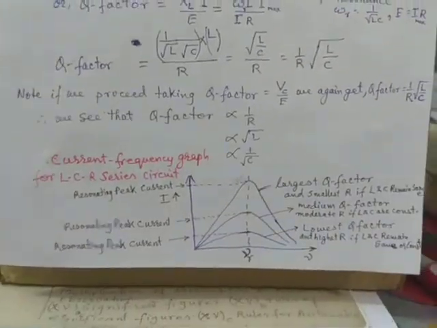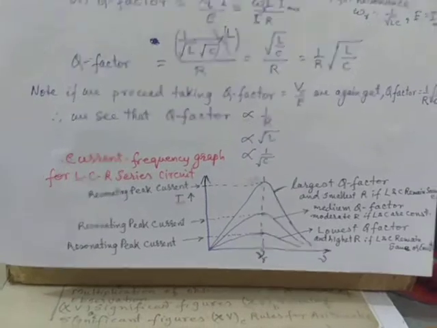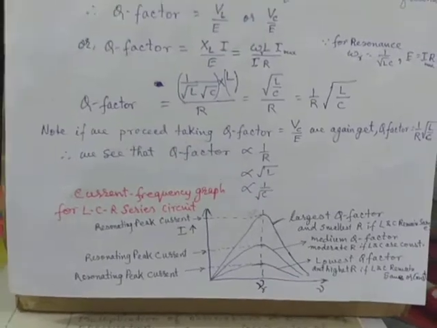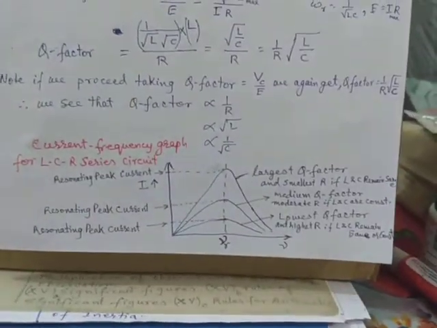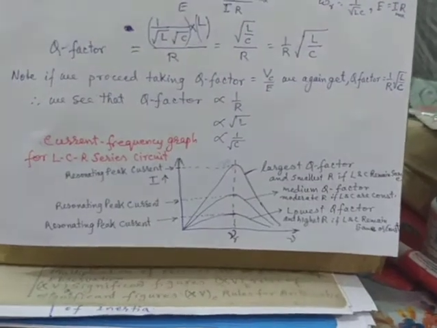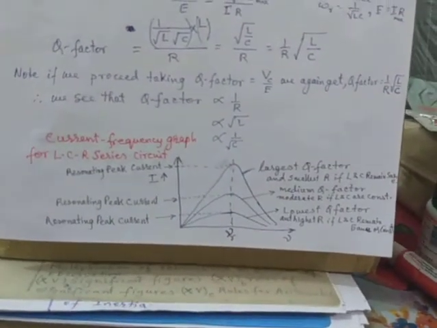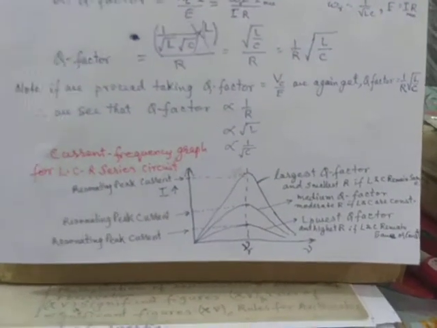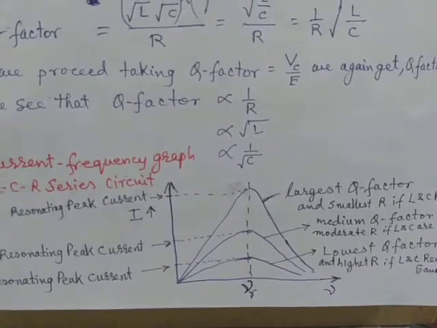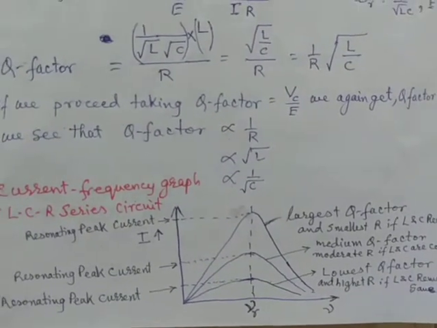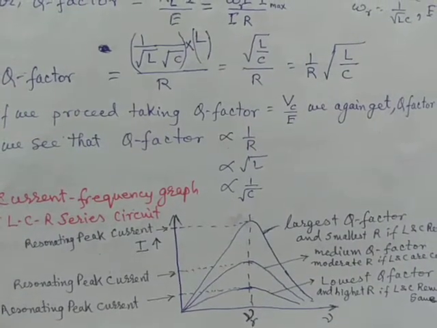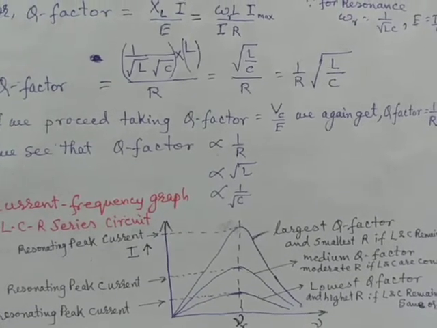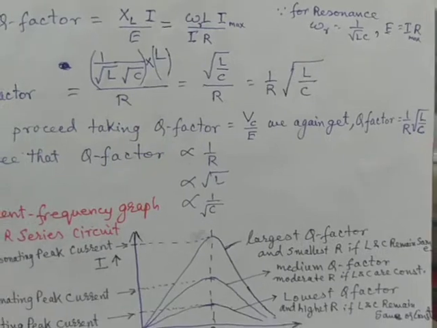Now, we have defined Q factor only to indicate the sharpness of selection or rejection of a particular frequency. In this case it is an LCR series circuit, so a series circuit has the largest current when it is in the resonance case, and for that situation the peak of the current will be maximum. As the frequency approaches the resonating frequency, the current approaches the maximum, and that is shown by the peak.